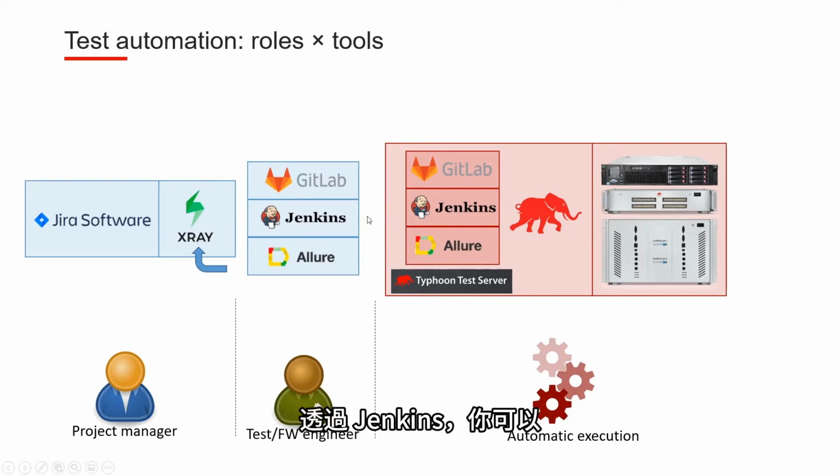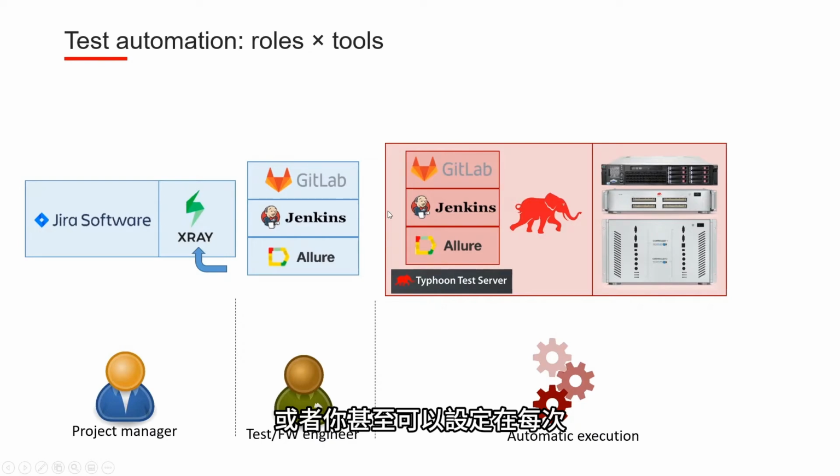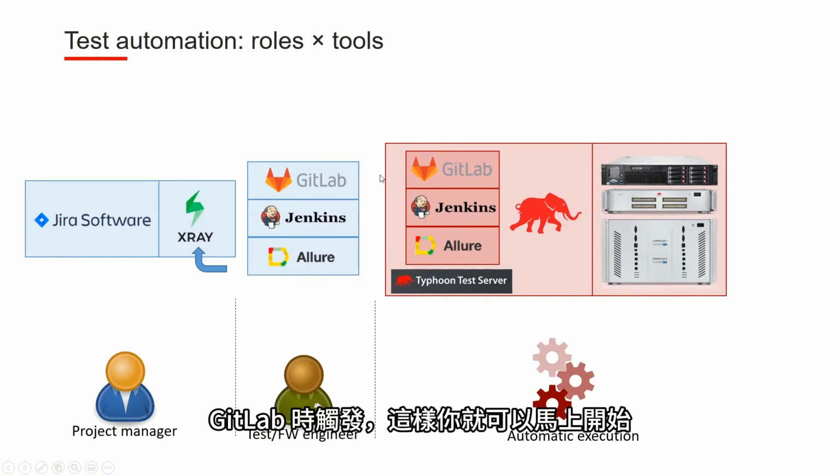In Jenkins, you can set triggers to automatically start test execution. You can make it run overnight, so every morning you have the results from the most up-to-date tests and firmware. You can make it run on weekends with more test cases, or you can even trigger it on every push you make to GitLab.